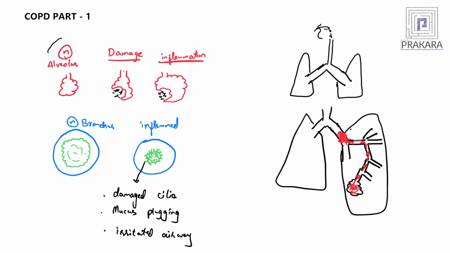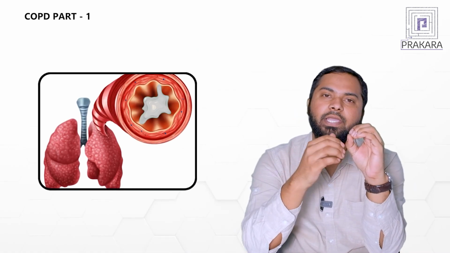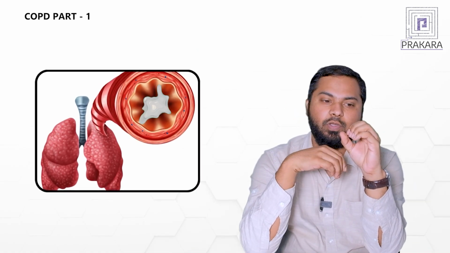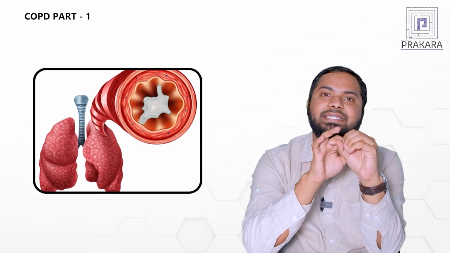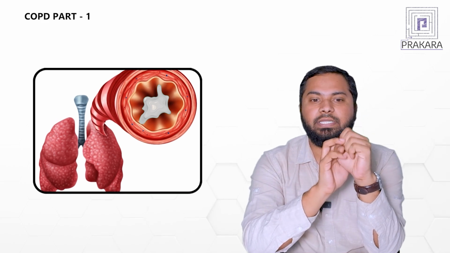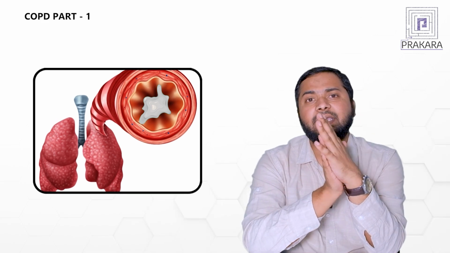So all these things happened because of what? Because of damage to the alveolus. Okay, that is how it has spread here. Now because of the obstruction, this was the bronchi, there is obstruction. Because of the obstruction, there is resistance to the airflow, and this resistance is irreversible.